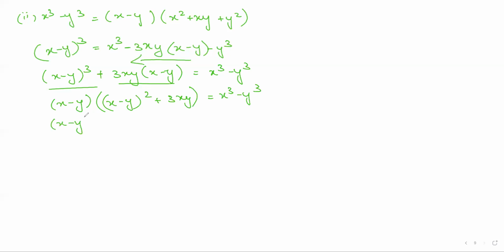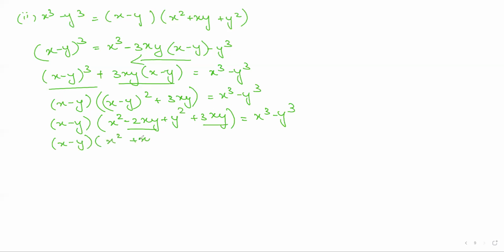(x minus y) into (x, you're expanding (x minus y) whole square, a minus b whole square is a square minus 2ab plus b square, plus 3xy) equals x cube minus y cube. This term merging with this term, you have (x minus y) into (x square plus xy plus y square) is equal to x cube minus y cube. Hence proved.